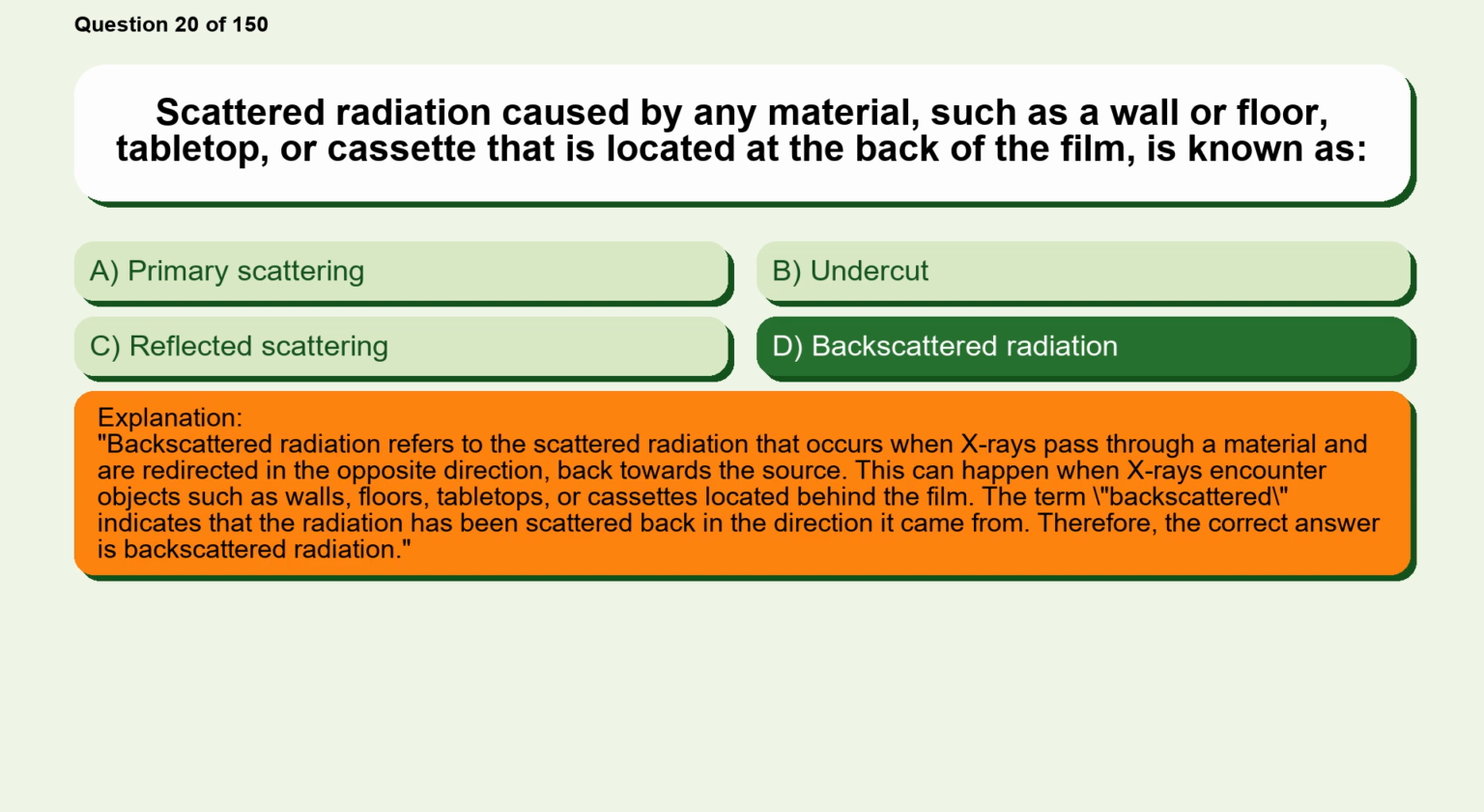Backscattered radiation refers to the scattered radiation that occurs when X-rays pass through a material and are redirected in the opposite direction, back towards the source. This can happen when X-rays encounter objects such as walls, floors, tabletops, or cassettes located behind the film. The term backscattered indicates that the radiation has been scattered back in the direction it came from.